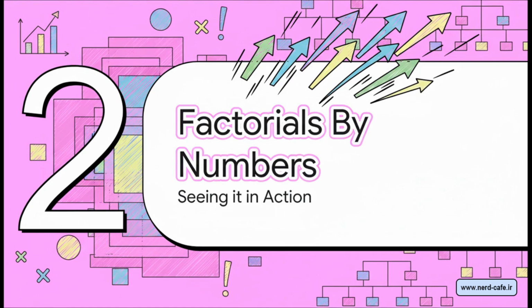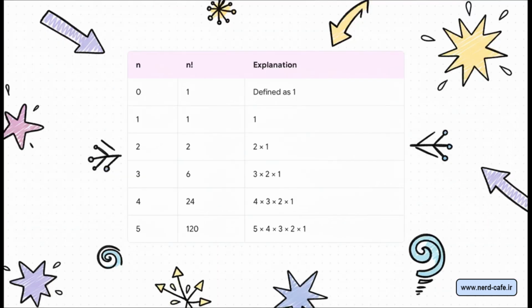Okay, enough theory. Let's see how this thing actually works with some real numbers. It's always better when you see it in action. So check out this table. It lays it all out for us. You can see 1 factorial is 1, 2 factorial is 2, and 3 factorial is 3 times 2 times 1, which is 6. And there's our answer to the book question. 6 different ways to arrange those 3 books.